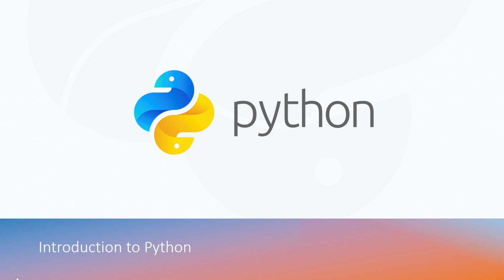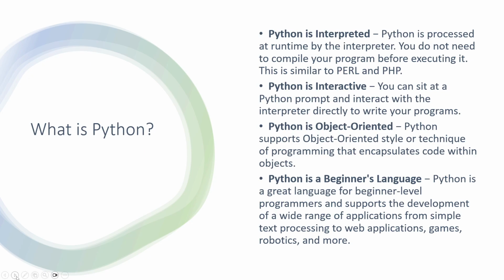Introduction to Python. Python is an interpreted language. What that means is Python is processed at runtime. It's kind of hard to explain right away, but what that means is you don't have to compile the program before executing it.